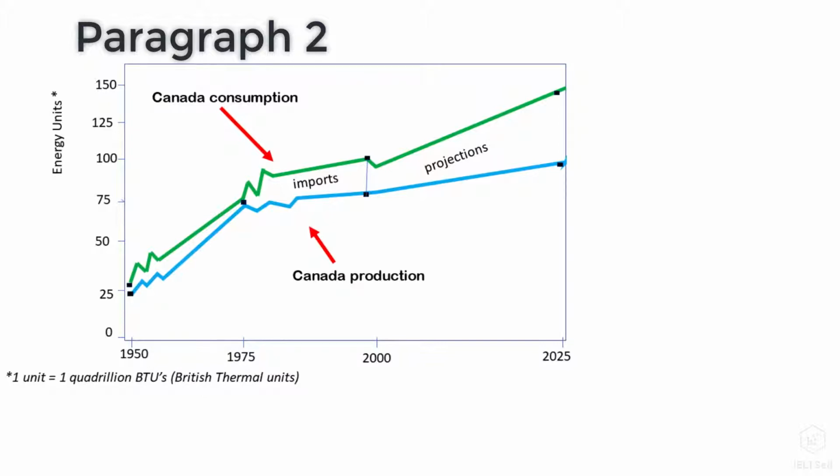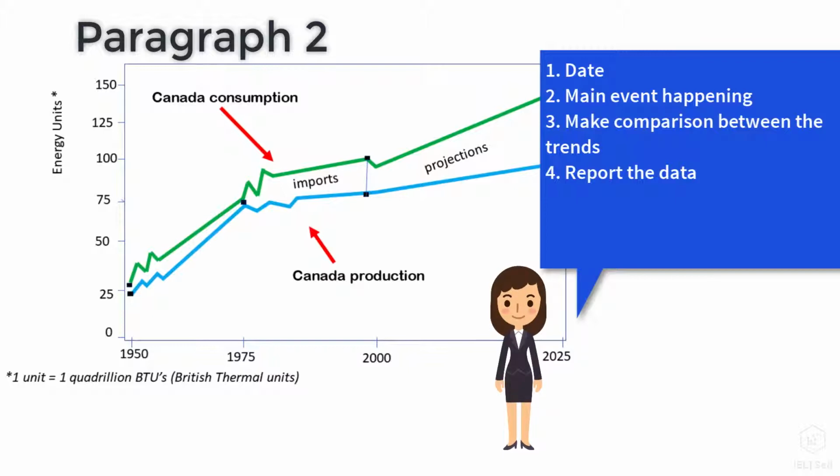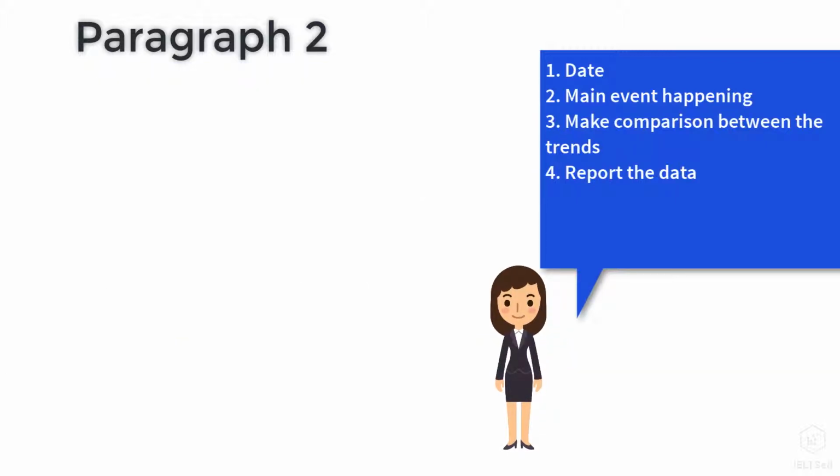So a quick summary here on how to write this paragraph is: 1. To talk about the date. Number 2. What's the main event happening? Number 3. Make comparison between the trends. And number 4. Report the data.